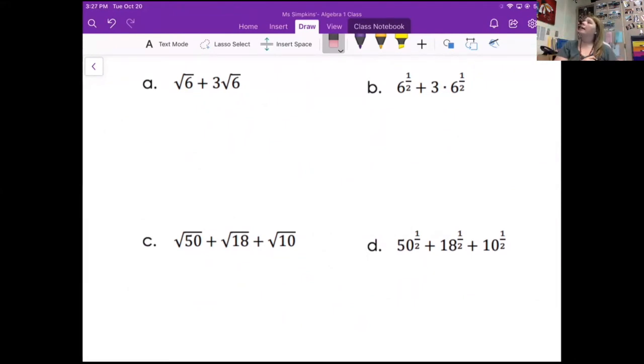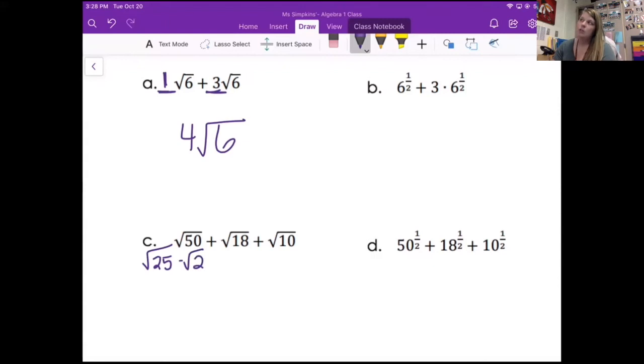Okay, so on letter A, do they have the same number underneath the radical? Yes. So that means we're allowed to add them. So there is an imaginary 1 in front of this first one. So 1 plus 3 would be 4 square root of 6. Letter C, right now we can't add square root of 50, 18, and 10, but we can try and simplify. 50 is 25 times 2, which the square root of 25 would be 5 square root of 2.